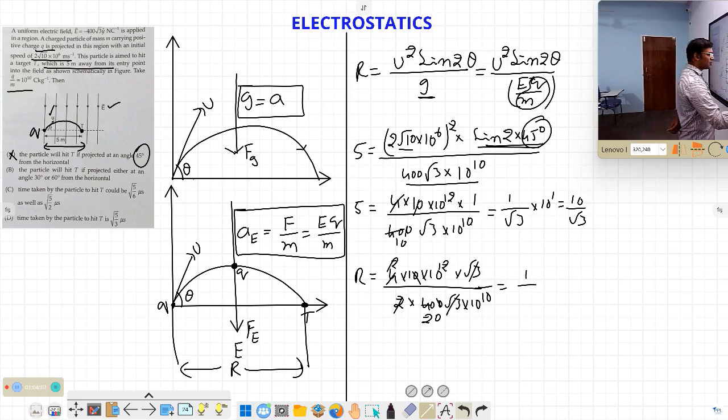That is nothing but 1 by 20 into 10 power 2 units. That is nothing but 100 by 20, which means 5. So you got the value. So that means the second option, 30, is correct.